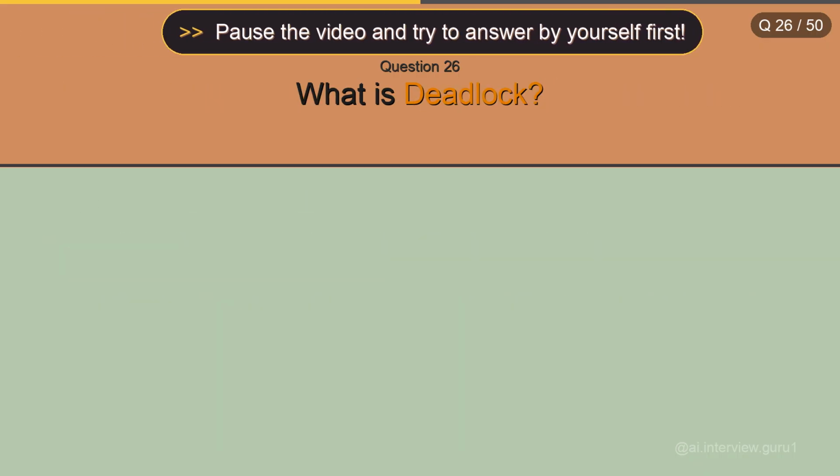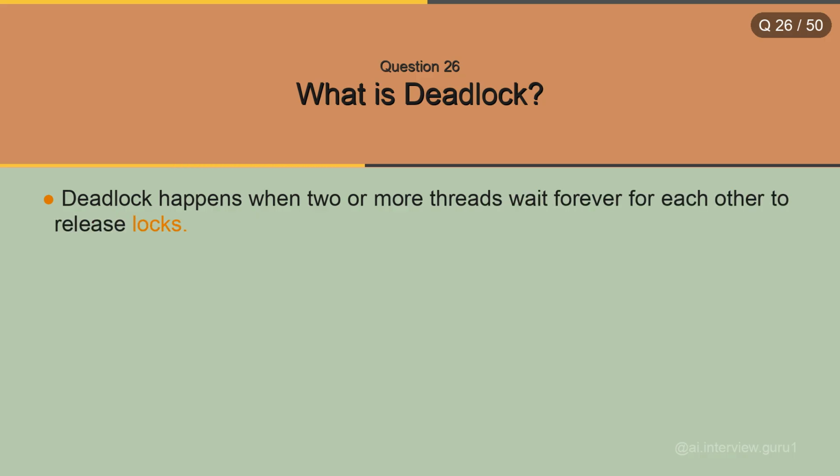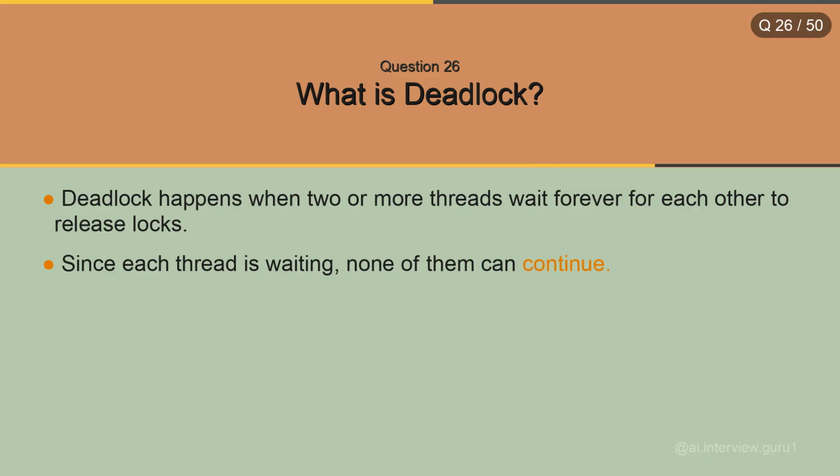What is deadlock? Deadlock happens when two or more threads wait forever for each other to release locks. Since each thread is waiting, none of them can continue. The application appears to be stuck.